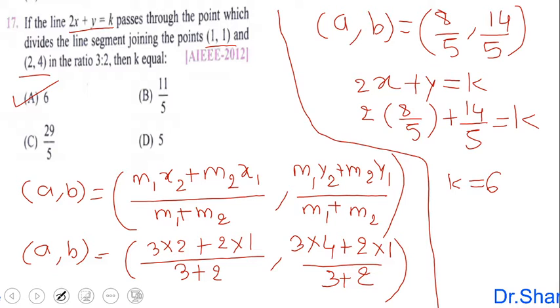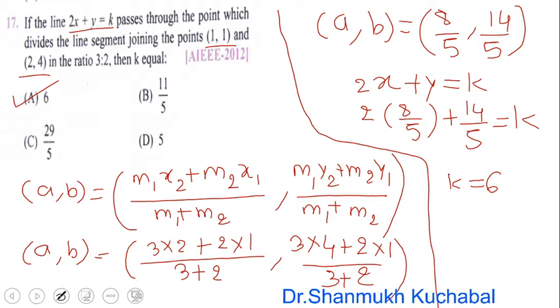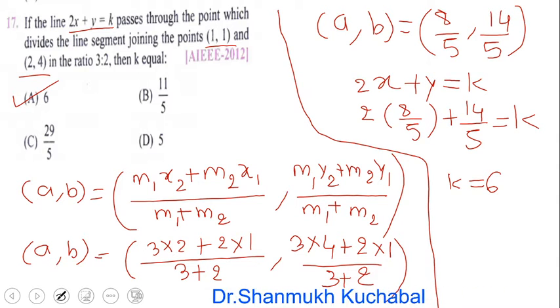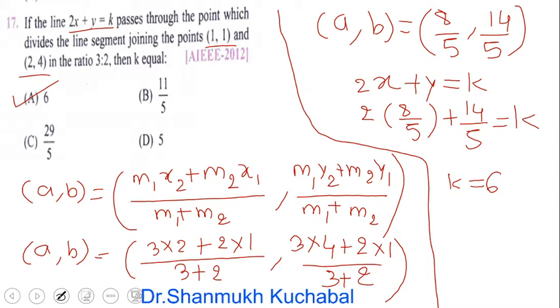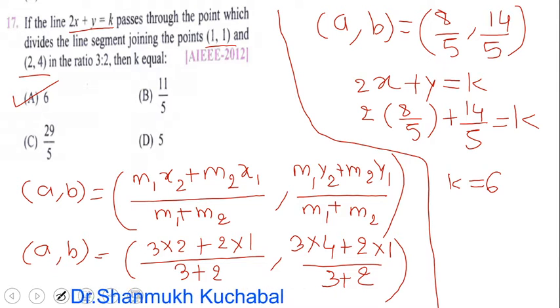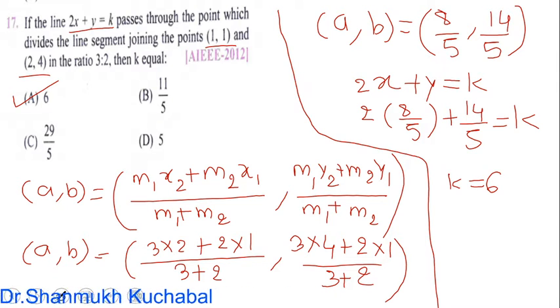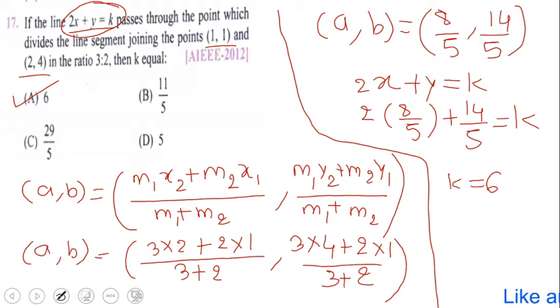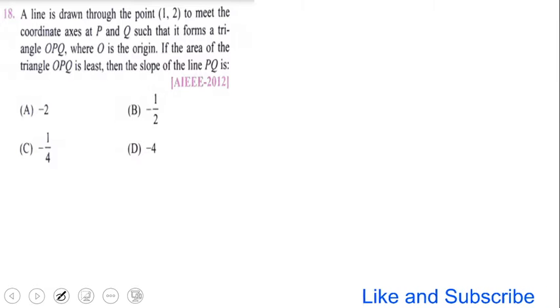So dear students, we have to use the section formula with x1 y1, x2 y2, and they divide in the ratio 3:2. So m1 is 3, m2 is 2. These values we have to substitute, and then they have given this equation. In this, the x and y values we have to substitute as a and b, and simplifying we get the k value as 6 here. Okay, we'll move to our next example.